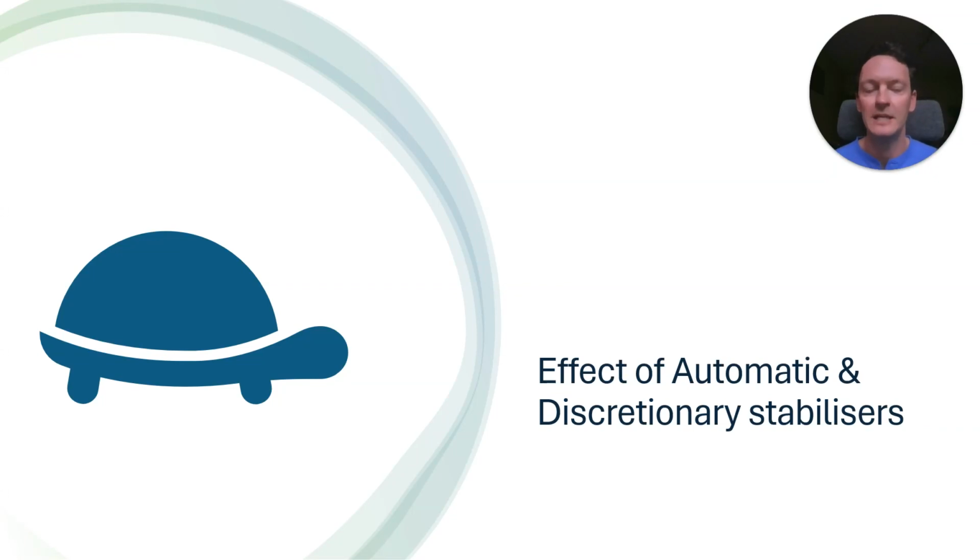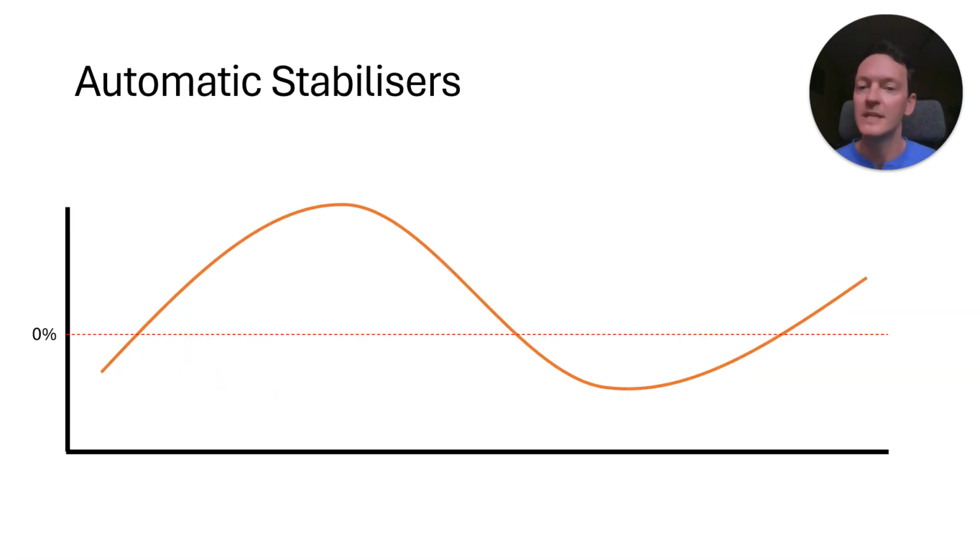Hi everyone, this video is on the effect of automatic and discretionary stabilisers. I won't be spending too much time on what automatic and discretionary stabilisers are. So if you're a little unsure of that, maybe go and review some of your resources on that first before checking out this video. All right, so we're going to start with the business cycle, which we all should be very familiar with by now.